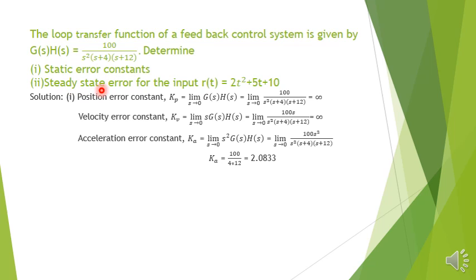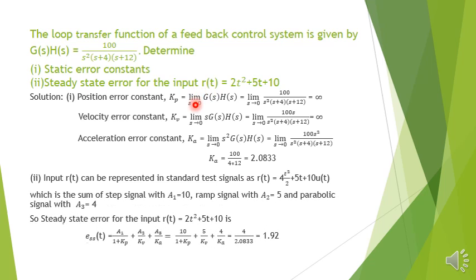Now, steady state error for the input. First thing, as I did in the previous problem, the input can be represented as standard signals. 2t square I will represent as 4t square by 2, plus 5t plus 10 u of t, which is once again a sum of a step signal A1 equal to 10, a ramp A2 equal to 5, and a parabolic signal A3 equal to 4.